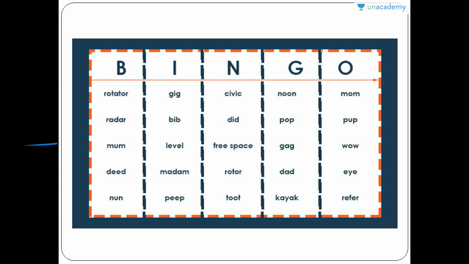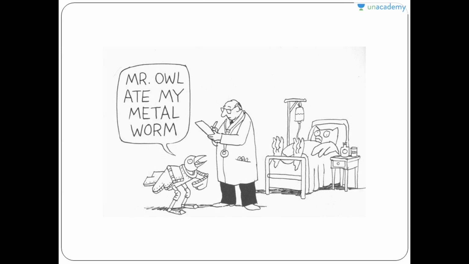Now let's read out a few of these examples. Again, these all are examples of palindrome. We have a few words we use in our daily life, like waiter, gig, civic, noon, mom, pup, pop, did, bib, radar, mum, lever, gag, pow, eye, dead, rotter, madam, deed, none, peep, tot, kayak, refer. So these all are words we use in our daily life, and these all are also examples of palindrome. So we have a lot of examples of palindrome.